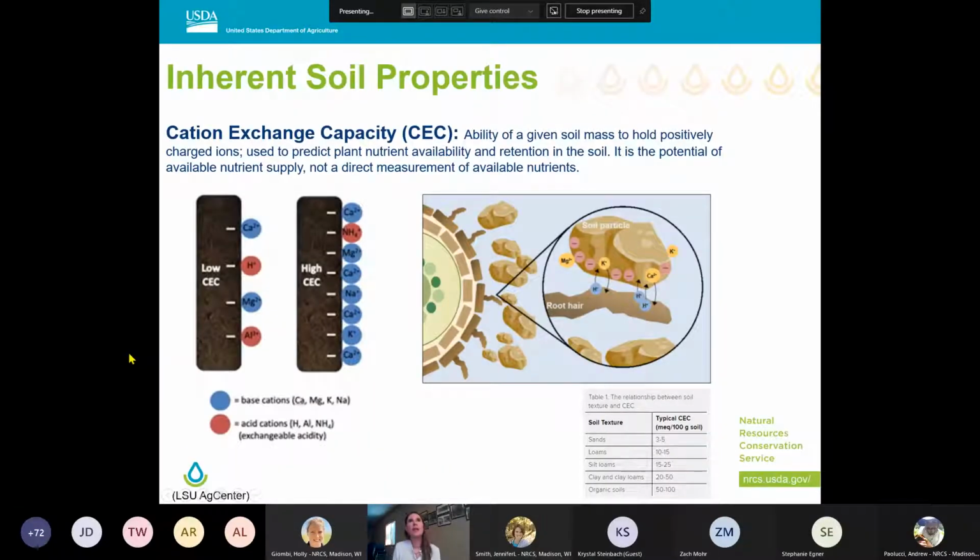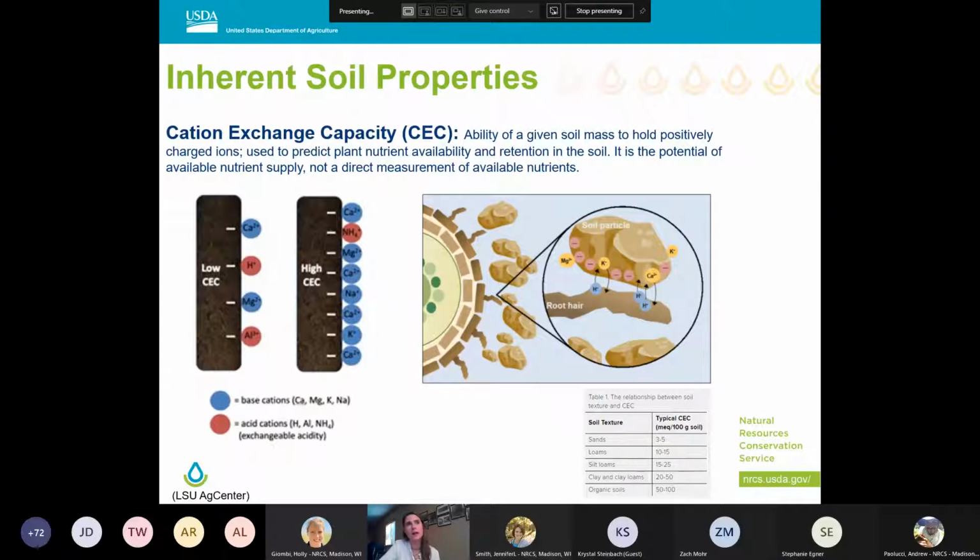All right, so another inherent soil property is cation exchange capacity. If you hear about CEC or cation exchange capacity in a soil, it's basically a measurement of the nutrients available for plant uptake. There are many ways to measure it. We typically work with effective CEC, so nutrients available for the plant to take up. Soils vary in their CEC. The table at the bottom right shows you that sands have a pretty low CEC, whereas clay and organic soils have a much higher CEC because they have charged surfaces that can hold those cations.